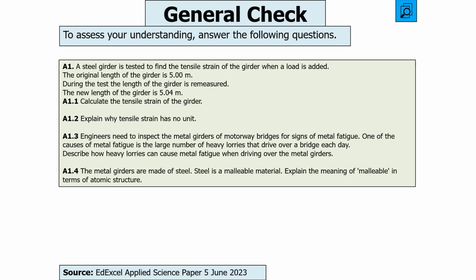Engineers need to inspect the metal girders of motorway bridges for signs of metal fatigue. One of the causes of metal fatigue is the large number of heavy lorries that drive over the bridge each day. Describe how heavy lorries can cause metal fatigue when driving over metal girders. Then, the metal girders are made from steel. Steel is a malleable material. Explain the meaning of malleable in terms of atomic structure.